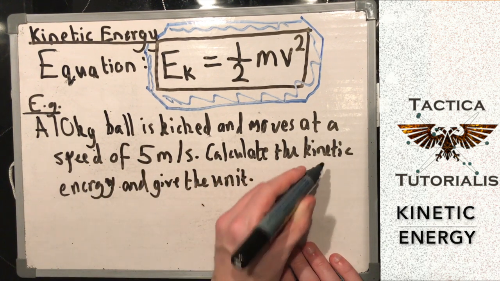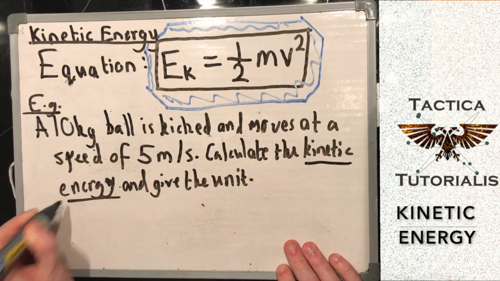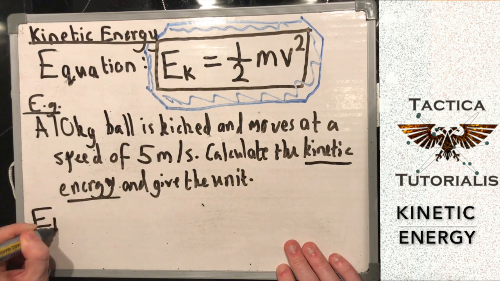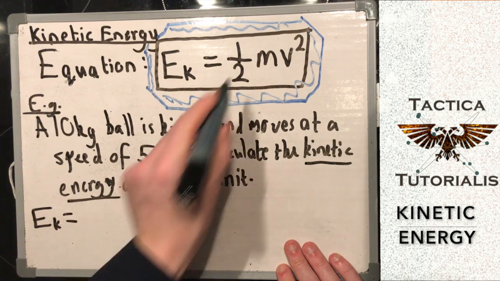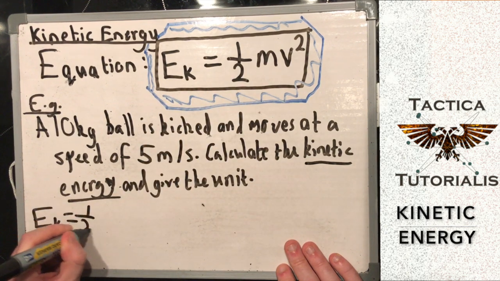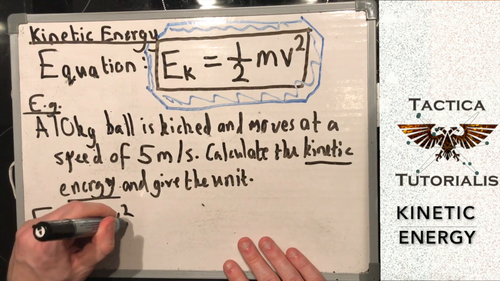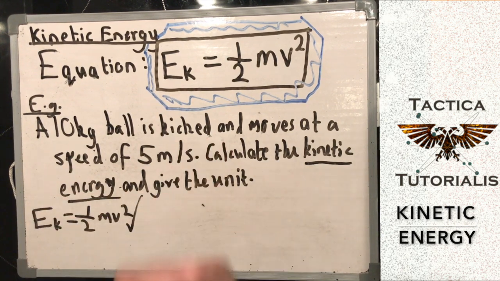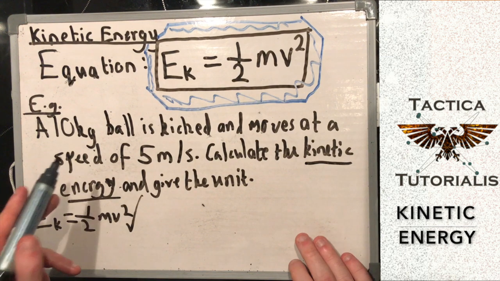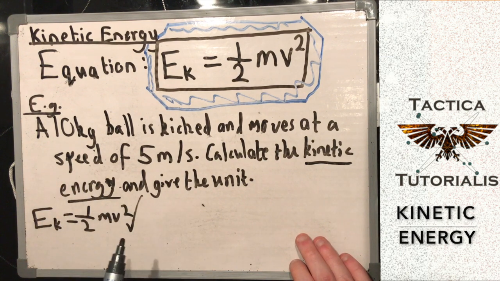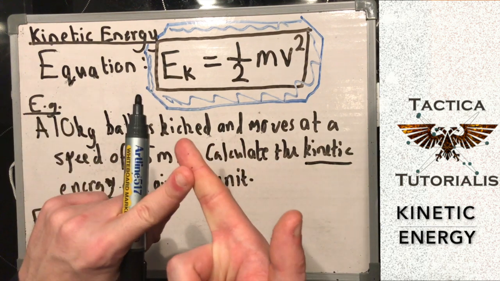So the first thing, I need to calculate the kinetic energy. So I'm going to underline that and say I need to do EK equals. What formula do I need? I need that one up there, a half mv squared. That's the point. Got the right formula. If you've remembered the formula, that's a point. Then I need to find out what m and v are in this question. What is my mass and what is my speed?